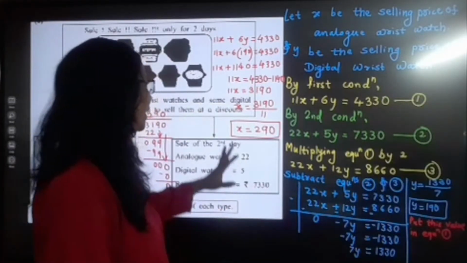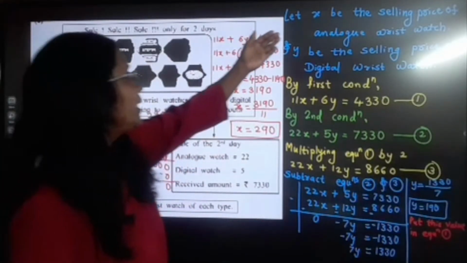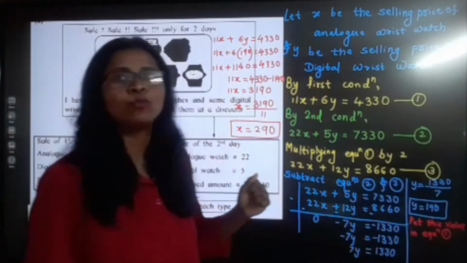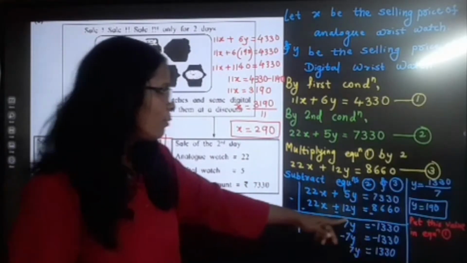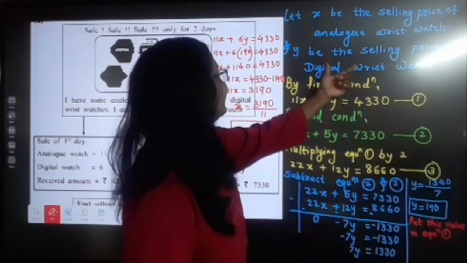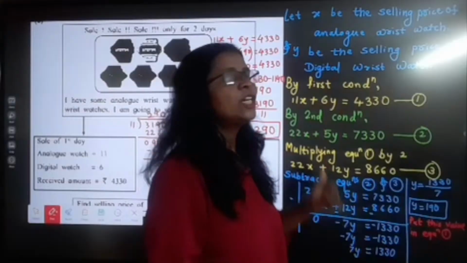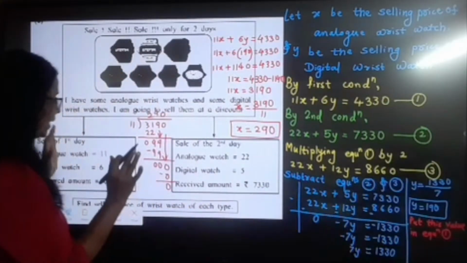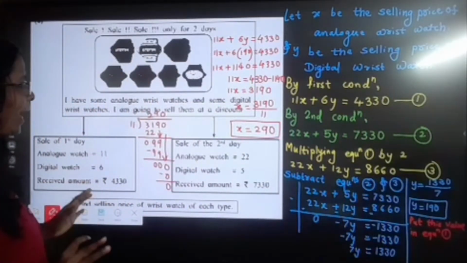So now here x, what is the x? X is the selling price of analog wristwatch. Okay, and what is the y? So y is the selling price of digital wristwatch. So finally, we have the answer.